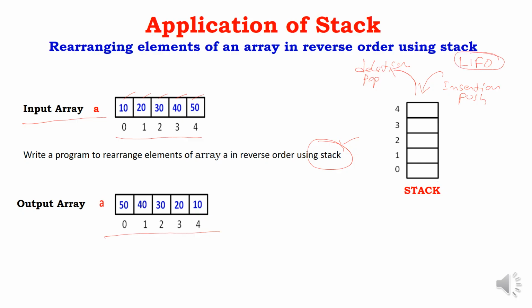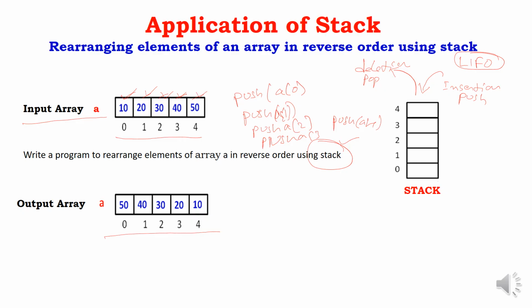Initially, there are 5 elements in the array. Assume that you push all the elements. Push A0, then push A1, push A2, push A3, push A4. All the 5 elements have been pushed.